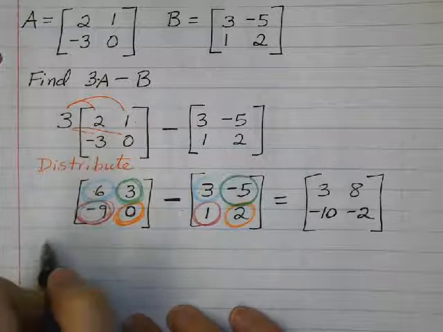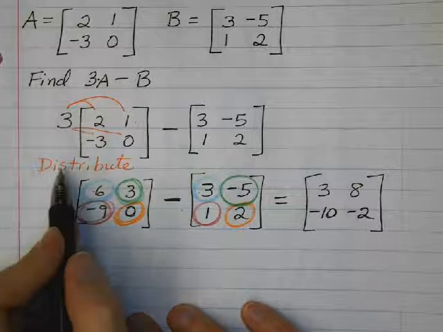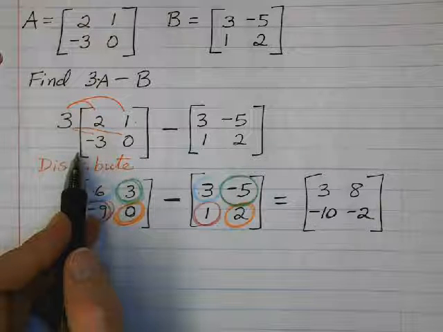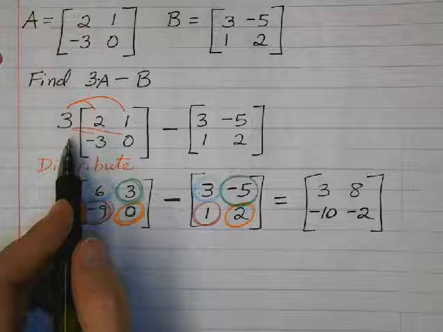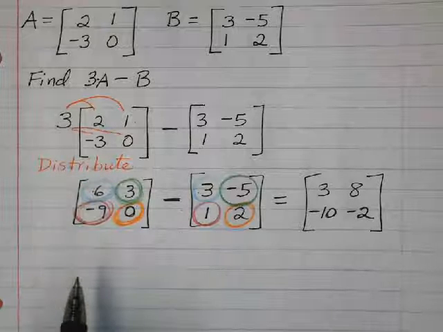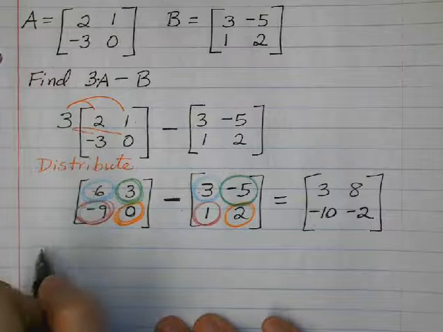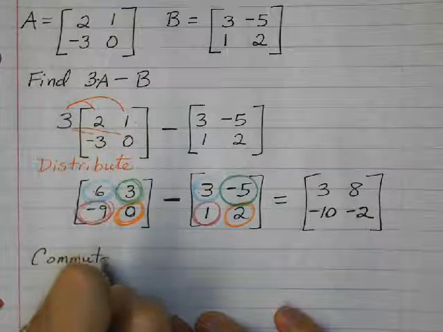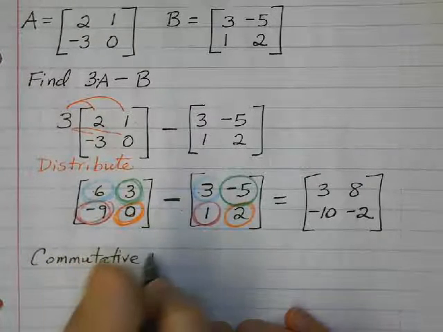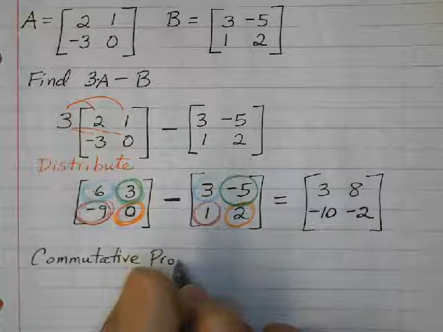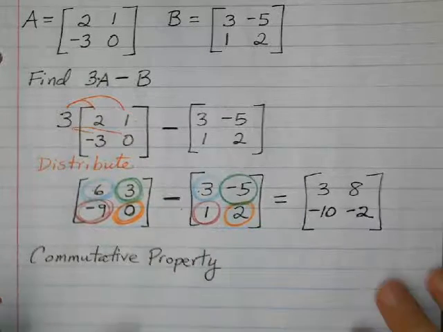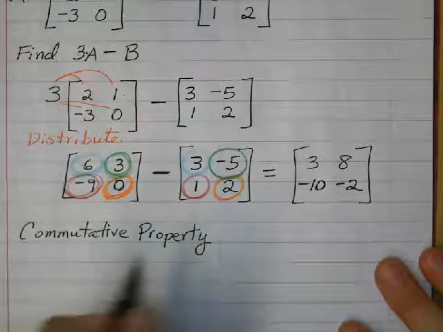Okay, then there's some properties. Well, that's the distributive property. I already showed you one of the properties, and you can see how you can distribute things. So the distributive property applies with matrices. There's some other properties, the commutative property, that work with matrices. And without going into this too much, it should make sense.